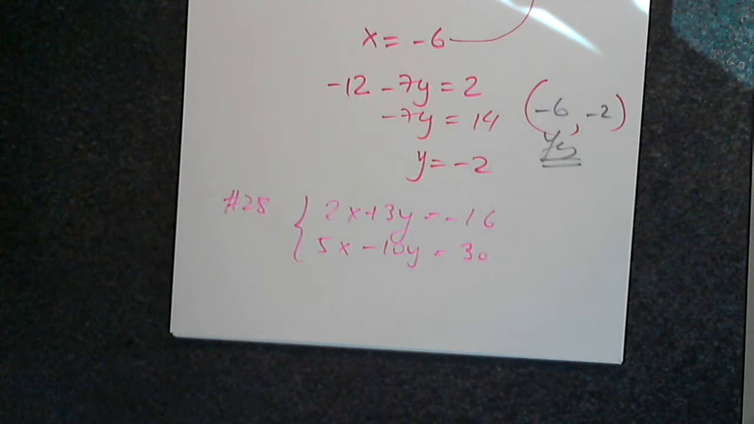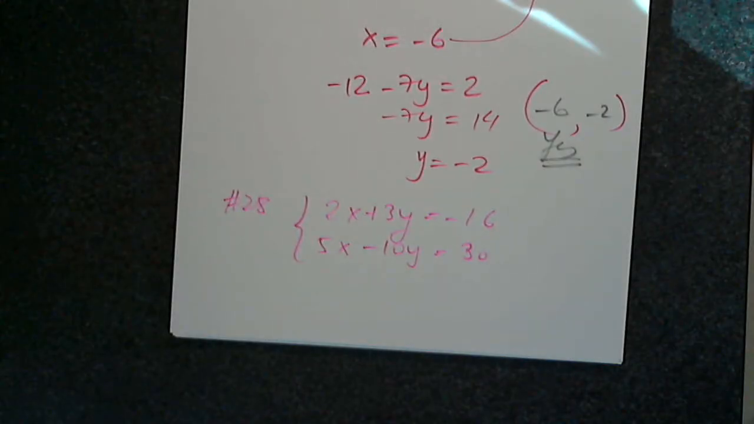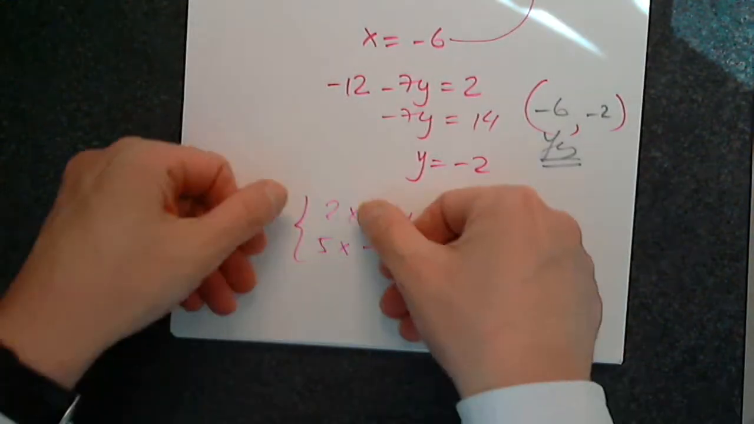So, see, in 28, I have 2x plus 3y equals negative 16 and 5x minus 10y equals 30. There is no way, by simply multiplying one of the two equations, to eliminate a variable. There is no way. I have to multiply both equations. So now I look at 2 and 5.